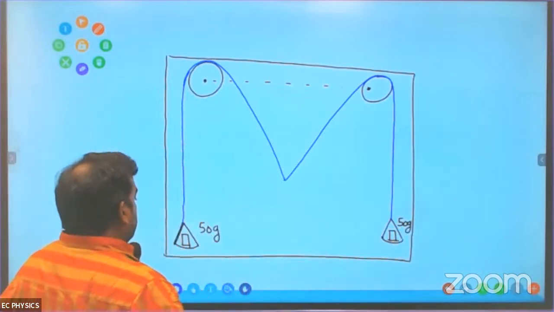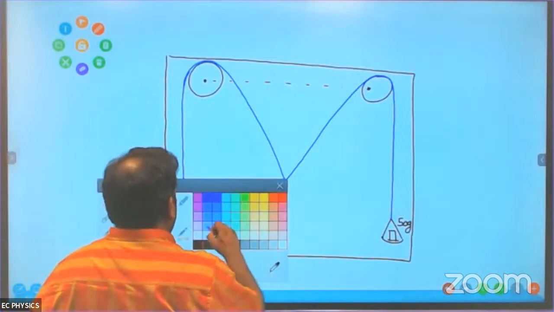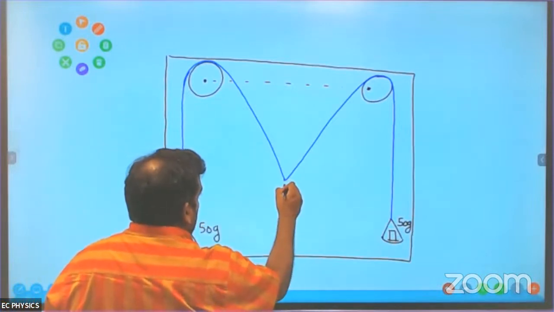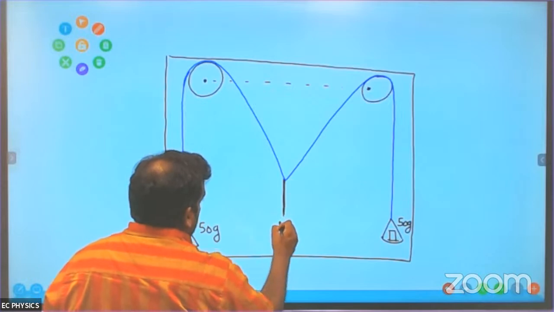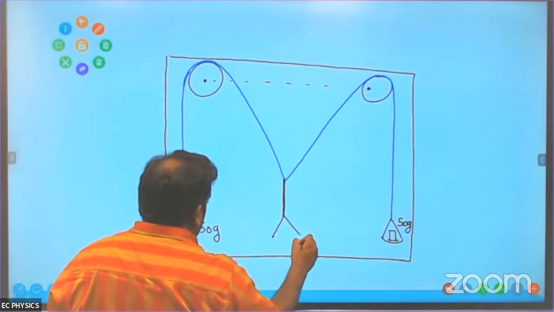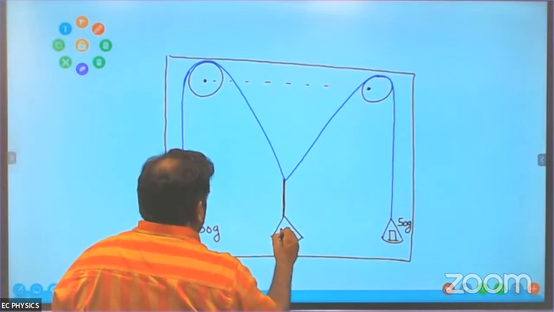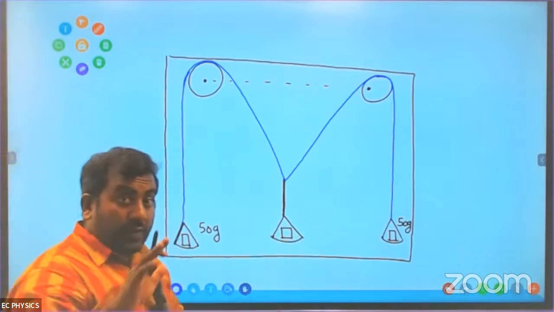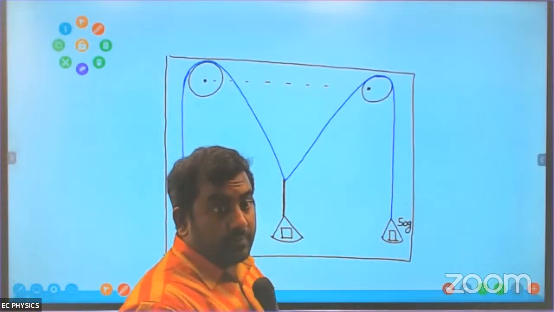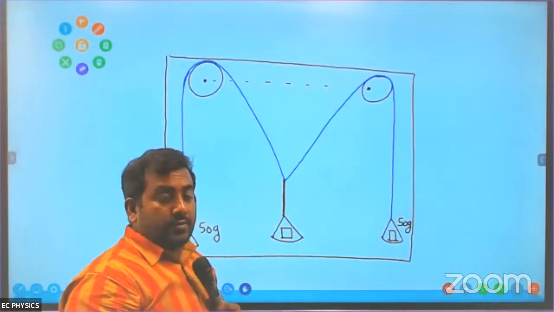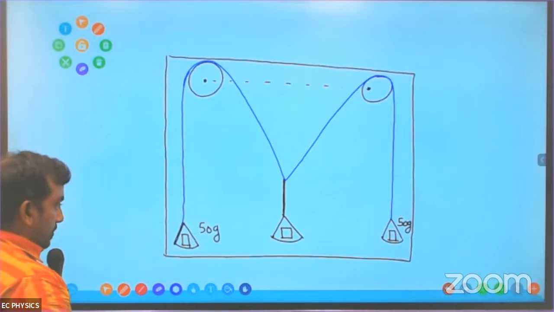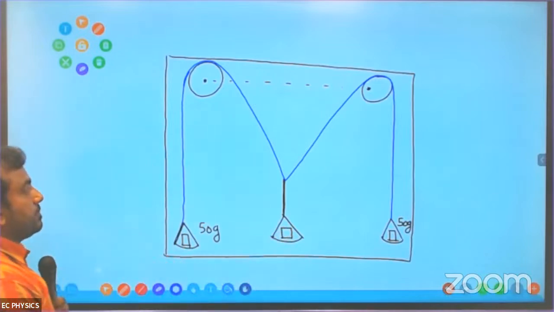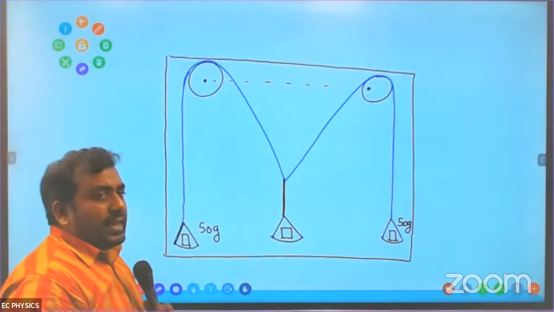And now what you do is, you connect another weight here. Let's say that is also a known weight. First, we are going to verify the principle. So this weight is also known. Now, this is your setup. That's it.